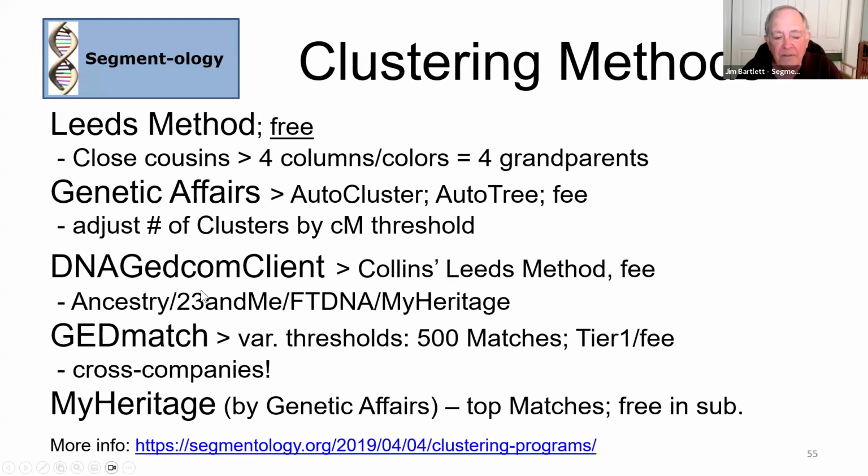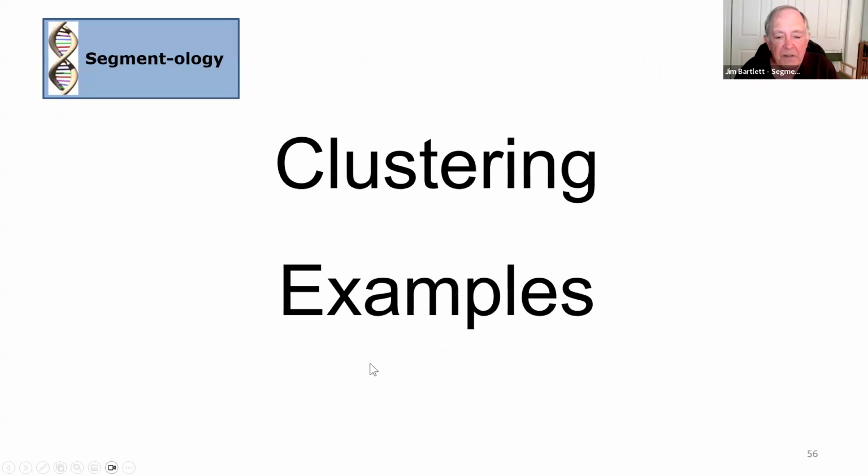Some of these have been offline for a while now with cease and desist orders. DNA GEDCOM client is now coming back online with Ancestry, which is the one that I want to use it with. Clustering works best with Ancestry because you don't have segment data. Where you have segment data, I would recommend using triangulated groups. Where you don't have segment data, I would use these clustering methods. MyHeritage, you can do this, and at GEDmatch, you can do this. This is a tier 1 free. If you belong to Genetic Affairs, you can do it there.